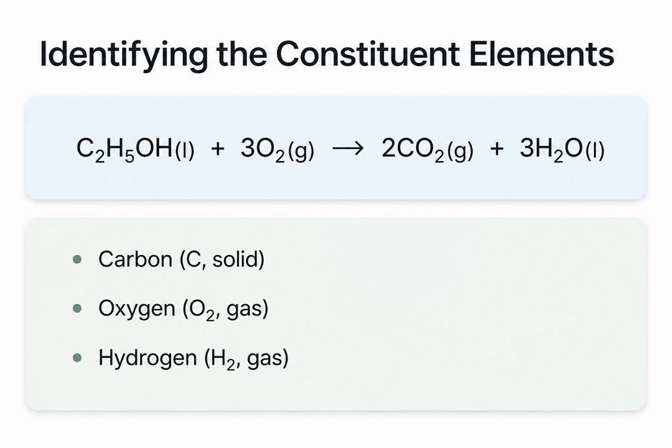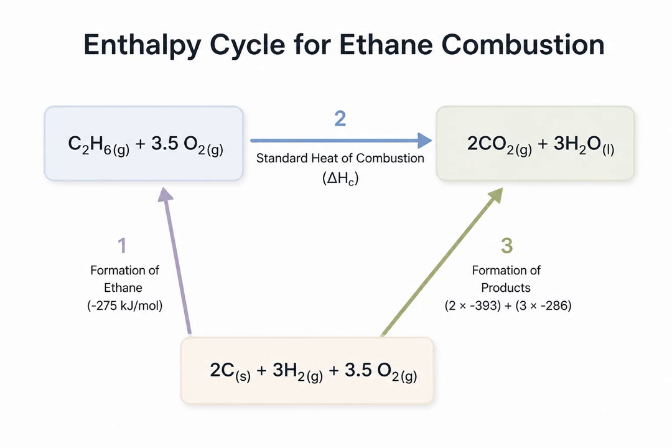First, we need to check the compounds in our reaction and identify the base elements they are formed from. We have ethanol, carbon dioxide, and water. This means our constituent elements at the bottom of our cycle will be carbon as a solid, oxygen as a gas, and hydrogen as a gas. Next, we need to balance these elements against our main equation. Continuing with our analysis of the ethanol reaction, we can visualize the enthalpy changes using a cycle.